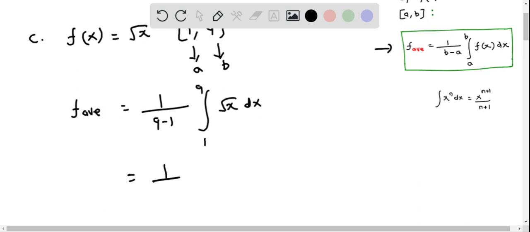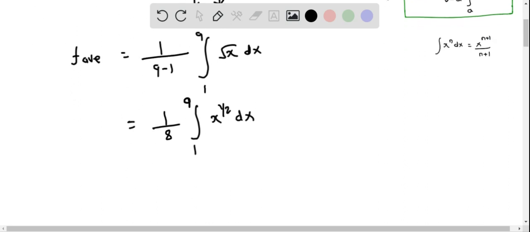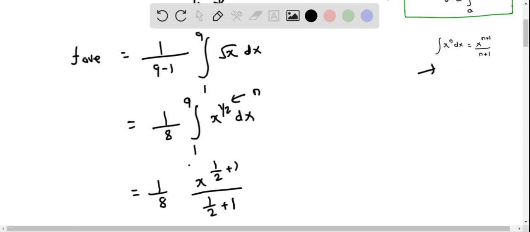And so here we have 1 by 9 minus 1, which is 8. And we can write this root x as x raised to the power of 1 by 2 dx. This has to be integrated within the limits 1 to 9. Now we can integrate this using the formula that the integral of x raised to the power of n dx is x raised to the power of n plus 1 divided by n plus 1. So here n equals half. So when we use the formula, we will get 1 by 8 times x raised to the power of 1 by 2 plus 1 divided by the same number, 1 by 2 plus 1, evaluated within the limits of 1 to 9.